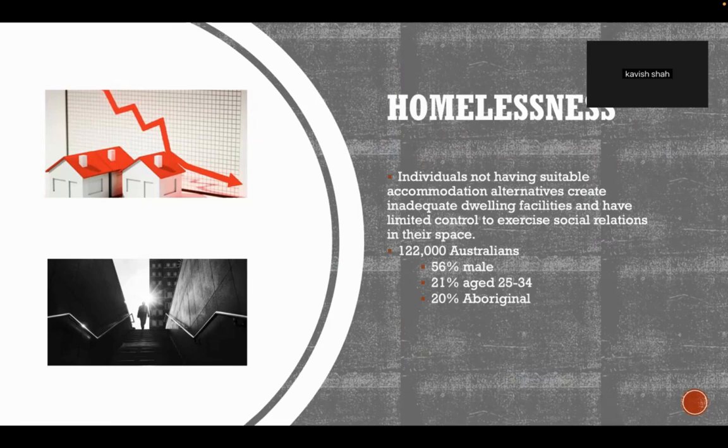Homelessness needs to be reduced, and the implementation of pivot tables and pivot charts simplifies raw data to understand key statistical measures. Now, according to the 2021 census, around 122,000 Australians faced an increasing rate of homelessness, of which 56% were male, 21% were aged between 25 to 34, and an additional 20% were Aboriginal. This information has been confirmed by the Australian Institute of Health and Welfare.